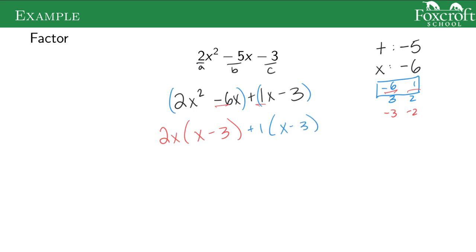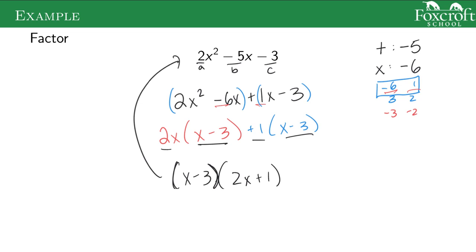And now I know that part of my final answer is going to be this x minus 3 that I see twice. All right, so that's one set of parentheses. The other set of parentheses is the other stuff, the 2x plus 1. So the factored form of this is x minus 3 times 2x plus 1. And you could check yourself by foiling and make sure if you foil, you get back to where you started, because factoring is just undoing FOIL.